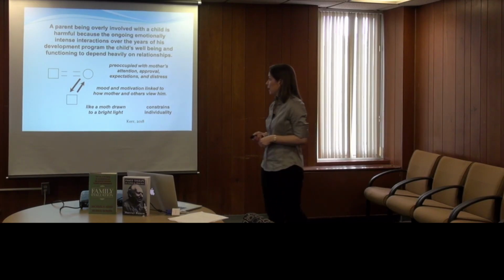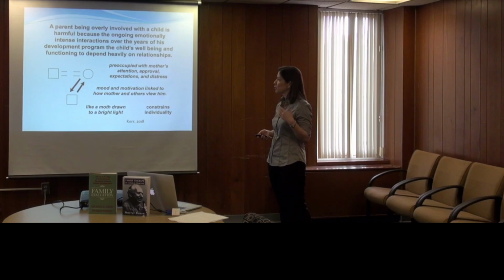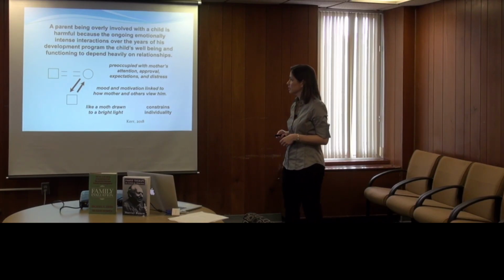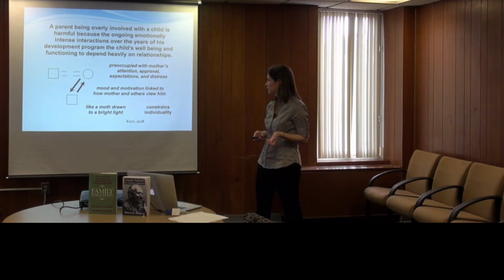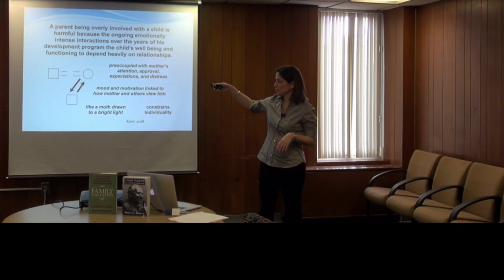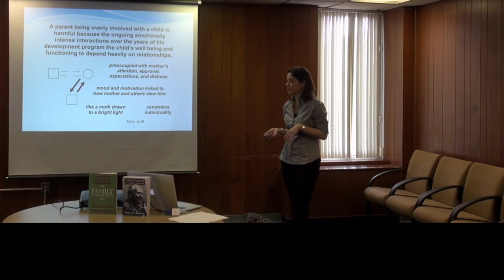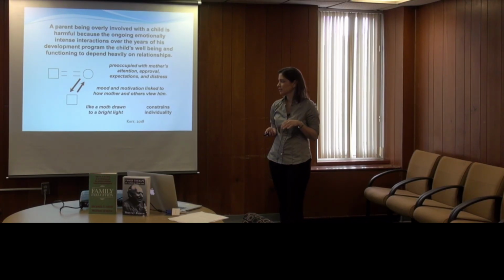So a parent being overly involved with a child is harmful because the ongoing emotionally intense interactions over the years of his development program the child's well-being and functioning to depend heavily on relationships. So if this child is the recipient of the most pressure from the 2-person system, he will be preoccupied with his mother's attention, approval, expectations, and distress. And his mood and motivation will be linked to how his mother and others view him.